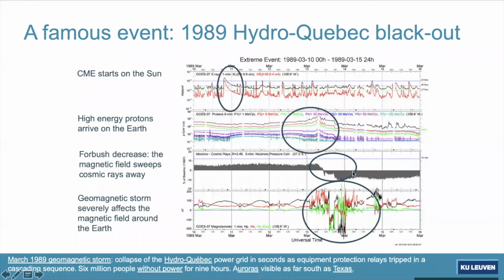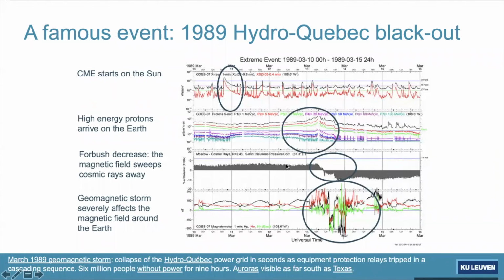Cosmic rays, we will have a class on cosmic rays later on, and we will explain well what they are. But cosmic rays are radiation coming from the galaxy, not from the sun, from outside the solar system. It's kind of steady, but when there is an event like that, this arrival of energetic protons sweeps away the cosmic rays. They don't reach the Earth anymore.